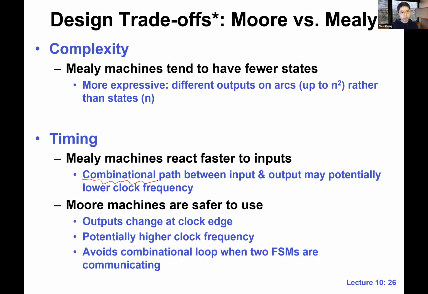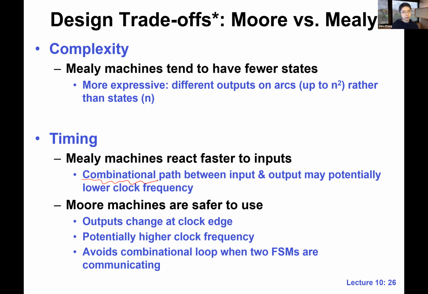In some cases this is good to have, but when we later discuss how to calculate the clock frequency, this may lower the operating frequency of your circuit. This is one downside of Mealy, because this combinational path may turn out to be the long path for us to determine the cycle time. This is not something that we are going to discuss in this lecture, but it's going to be clear next time. And a Moore machine is in many cases more robust and more reliable to use, in the sense that the output only changes at the clock edge, and this may give us a higher clock frequency.